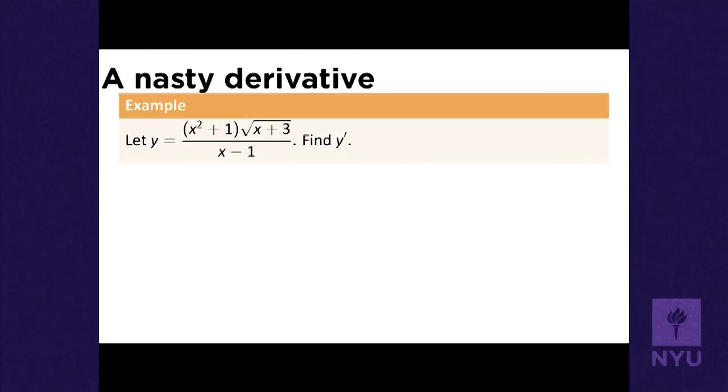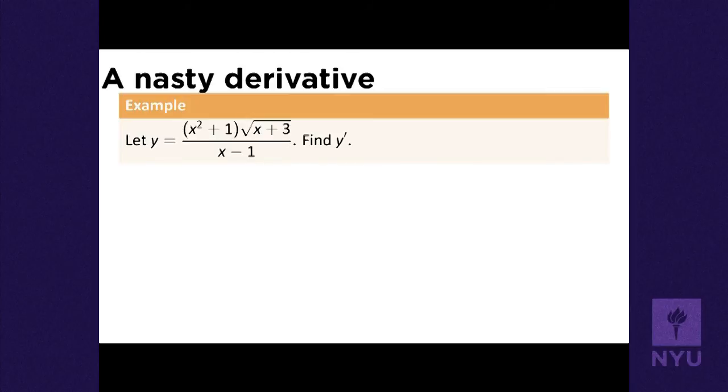I'm not going to make you do this one on your own, but let's take a look at what we would have to do to find the derivative of this function. The function is x squared plus 1 times the square root of x plus 3 divided by x minus 1. Now, think ahead. What do we have to use in order to find this derivative? Well, it's a quotient, so we'll have to use the quotient rule.